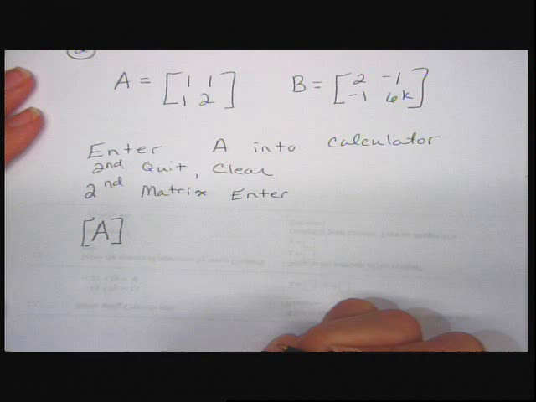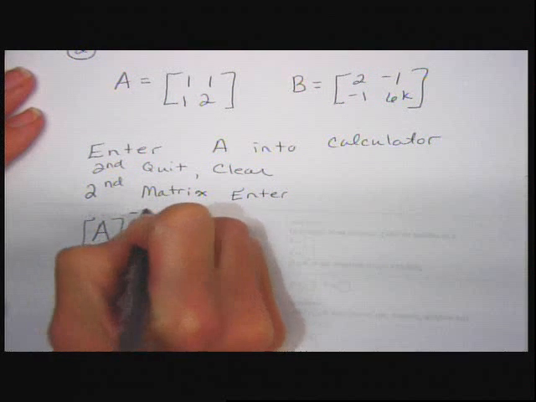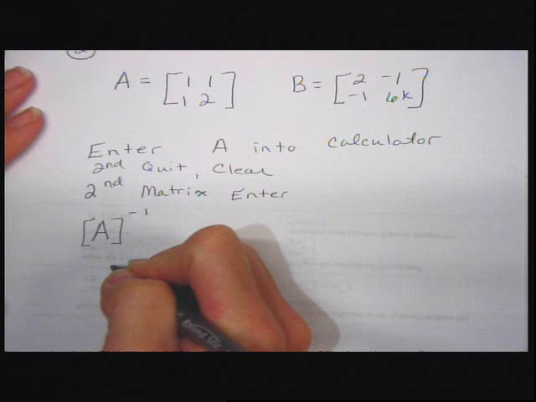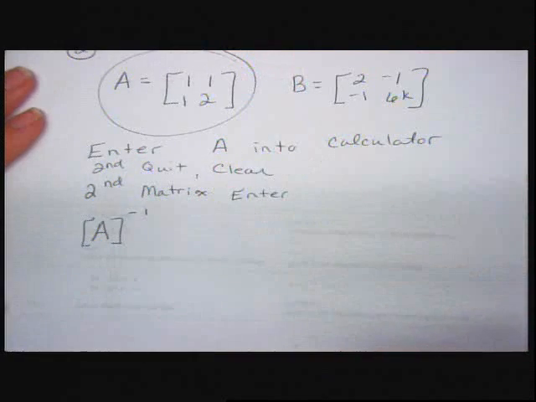Do y'all see that? Okay, now the button I want you to push is the little x to the negative 1 button, which I think, I don't have my calculator in front of me, but I think that's the regular matrix button. How do you put the K in? Say it again? How do you put the K in? No. You're putting A in. Oh, okay.